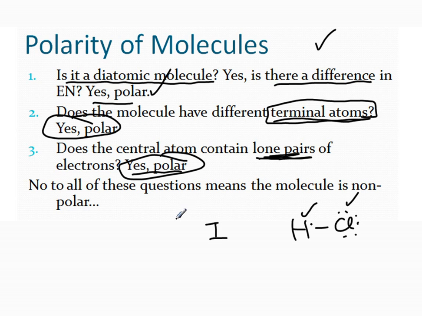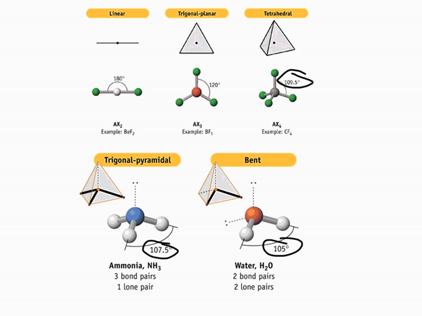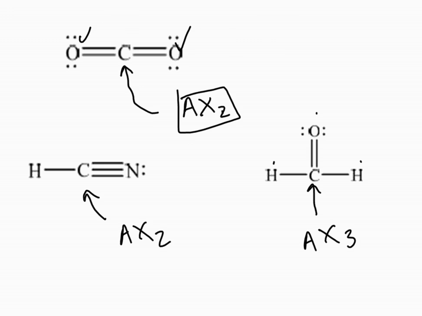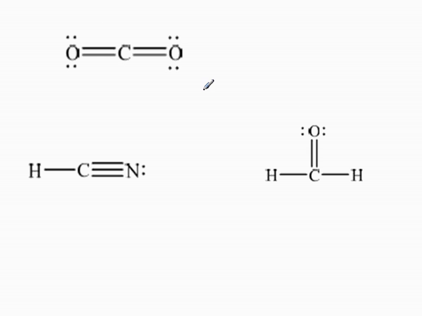So let's go back and look at the structures we were looking at earlier. We'll do polarity now. I look. First and foremost, is it made of two atoms only? Nope, it's three. Second question, lone pair of electrons on the central atom? No. Third question, terminal atoms different? Nope, they're the same. They're not different. So if they're not different terminal atoms, that means the molecule is nonpolar.